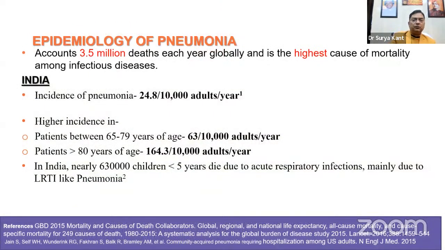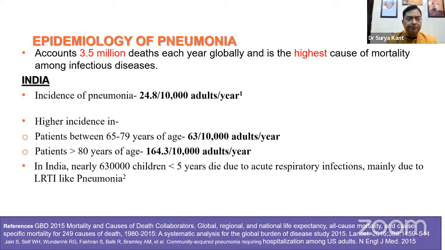First, coming to the epidemiology of pneumonia. Epidemiology means the state of morbidity and mortality due to the disease. Pneumonia accounts for 3.5 million deaths each year globally and is the highest cause of mortality among all infectious diseases. So it's a very important disease as far as global mortality data is concerned.